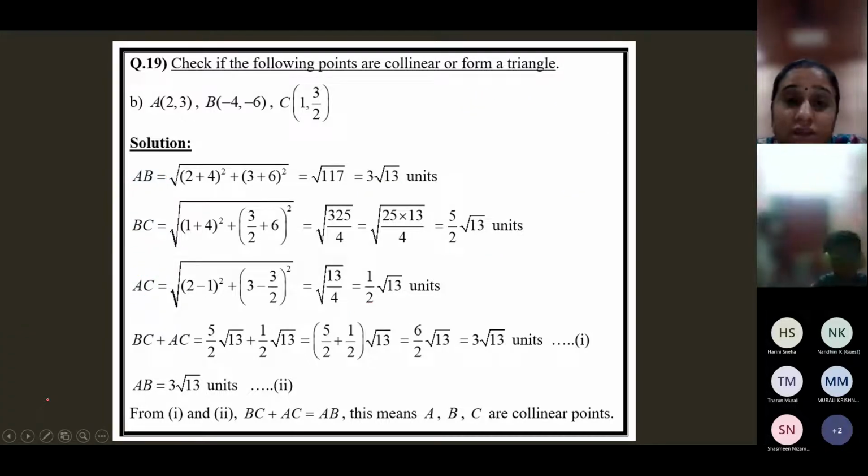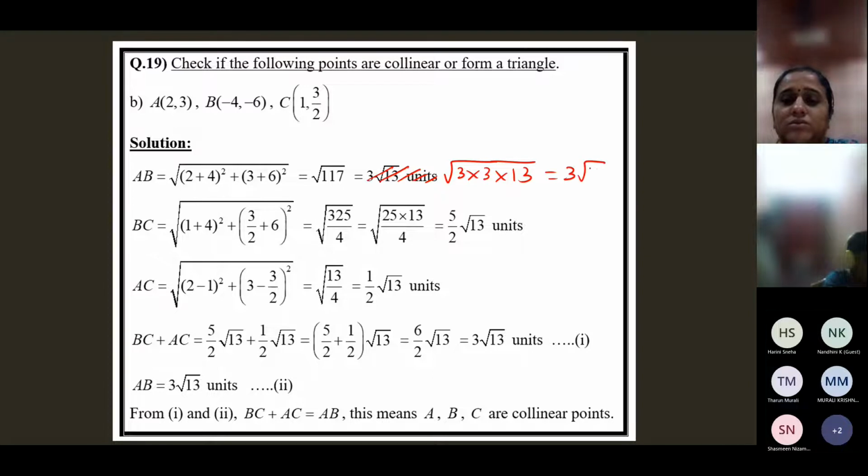You can take the help of the working here and work this similar to the earlier one. Find AB, find BC, find AC. If you want to show all the steps, you can just write square root of 3 into 3 into 13. Just 3 root 13 units.